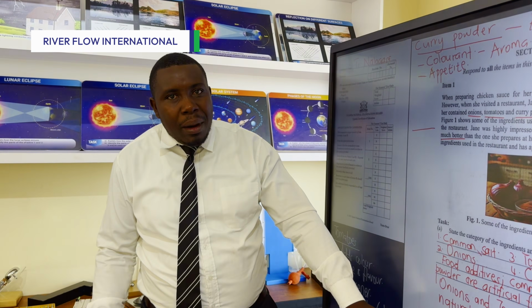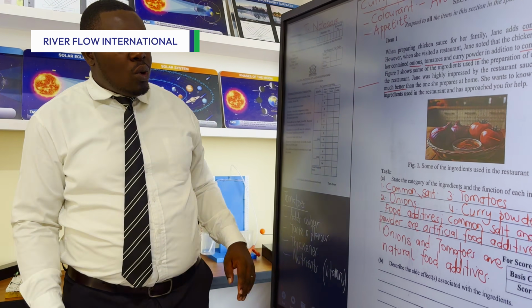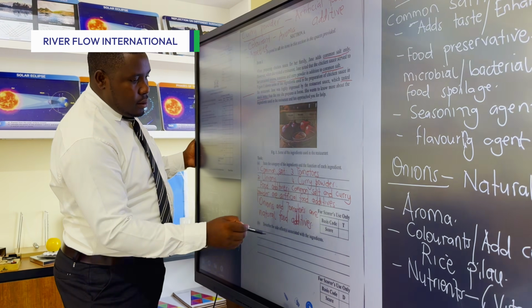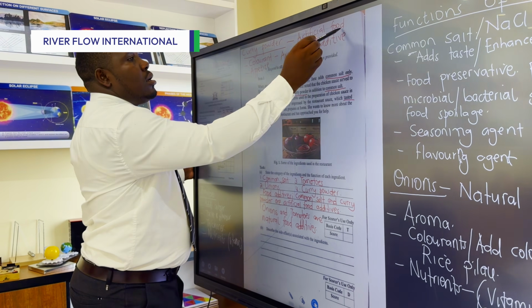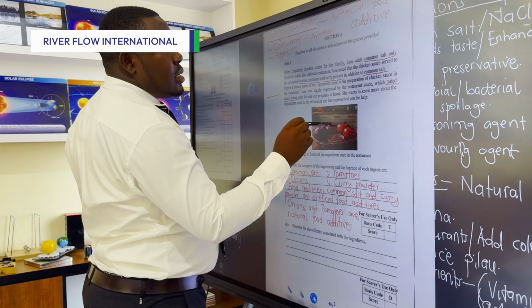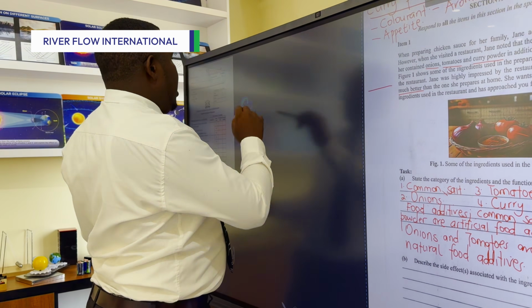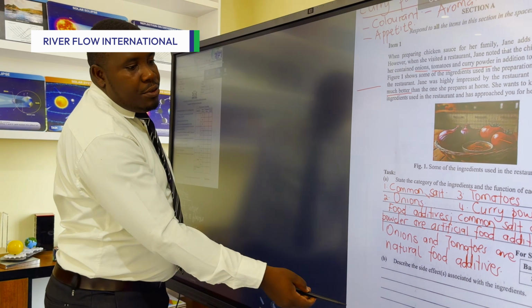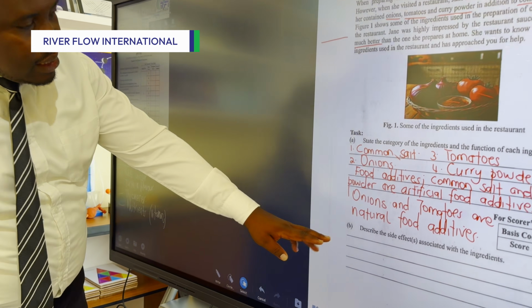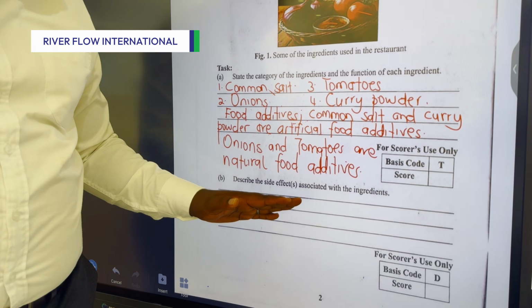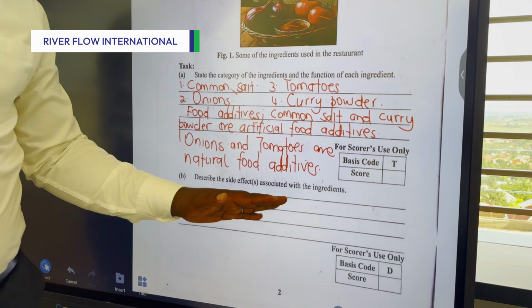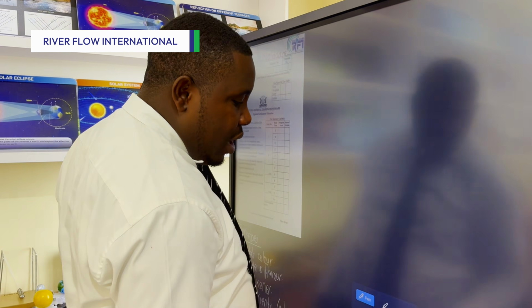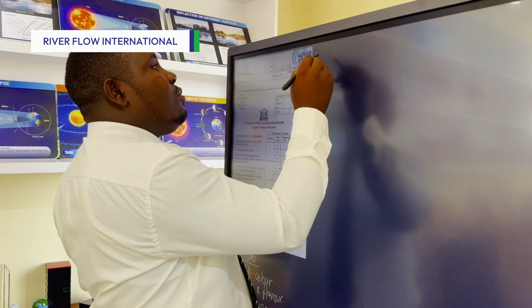Now we want to go to part B. Let's carry this one and put it on this side, and from there we will be able to answer part B. Part B says, describe the side effects associated with the ingredients. So here we are going to look at the side effects of each.